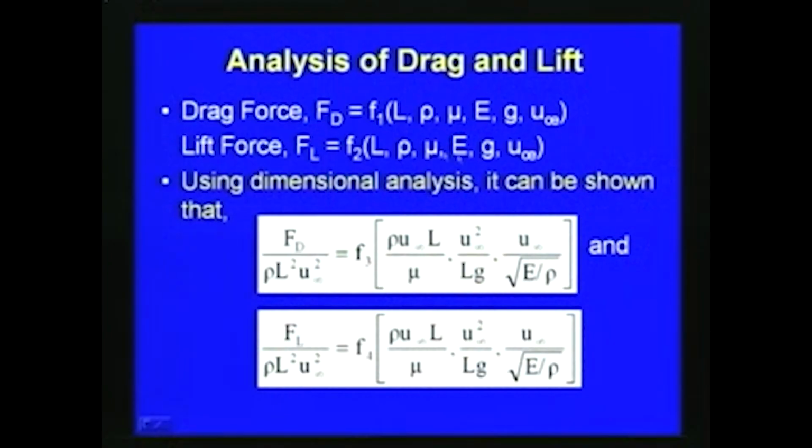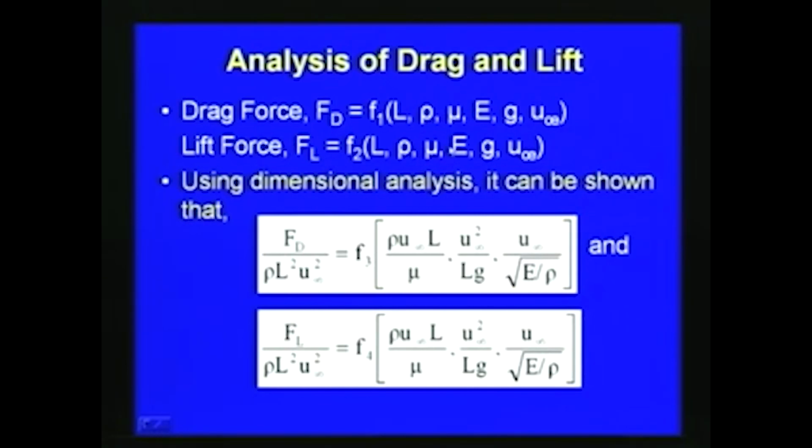if we consider a dimensional analysis, we can see the various parameters to be considered while dealing with the drag force are the length of the body, so the length dimensions, length, breadth, depth, and then rho, the density of the fluid, and mu, the coefficient of dynamic viscosity, and E, the elasticity of the fluid, and g, the acceleration due to gravity, and then the free stream velocity u infinity. These are the important parameters we have to consider while analyzing the drag force and the lift force.